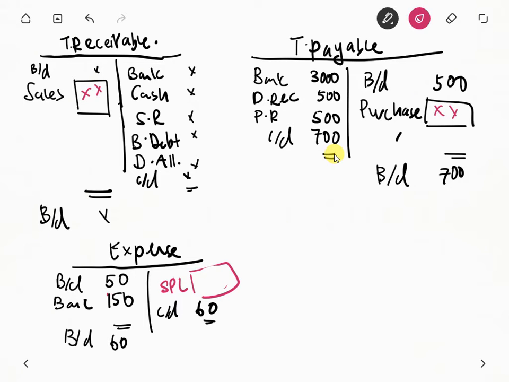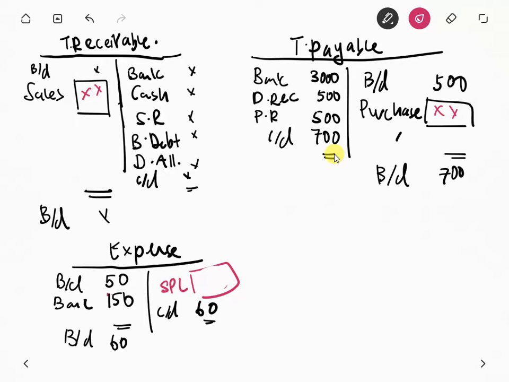So to find the missing figure, repeat. To find the missing credit balance, key in the opening, put in the opening, closing, and your credit balance will be given. Find missing figure, sales. To find purchases, we open a trade payable account. One of the ways to find purchases is to open trade payable, with opening liability, closing liability, and the payment, discount received, purchase return.